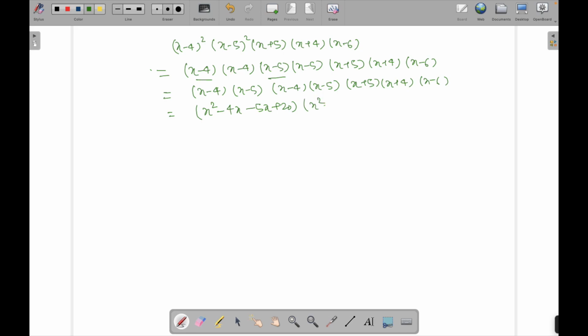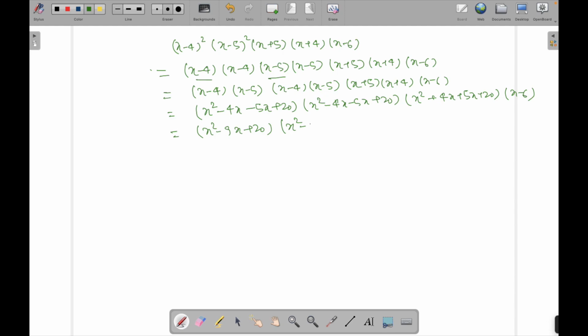Similarly, here I'll get x square minus 4x minus 5x plus 20. Here I'll get x square plus 4x plus 5x plus 20, and here I'll get x minus 6. Now what do I do again? So this will become x square minus 9x plus 20.